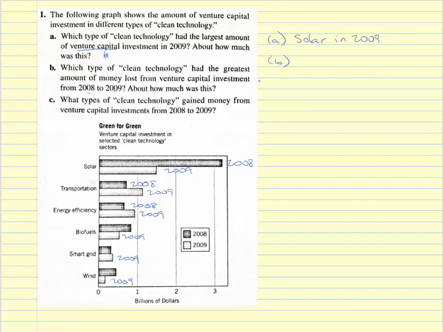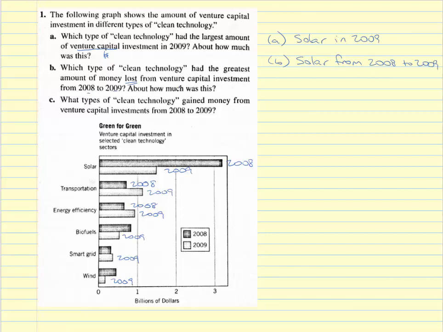So for part B, we're asked which type of clean technology had the greatest amount of money lost in investments from 2008 to 2009. So from 2008 to 2009 had the biggest drop. So we're going from the dark bar to the light bar, had the biggest decrease. That again looks like solar. So solar had the biggest decrease from 2008 to 2009.